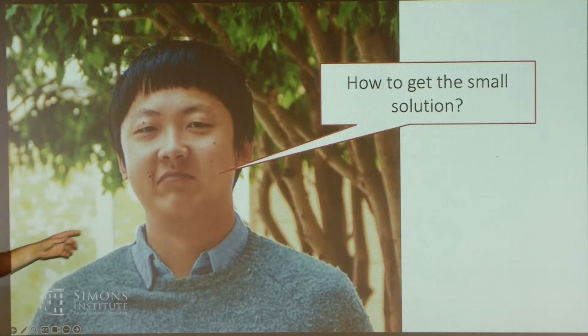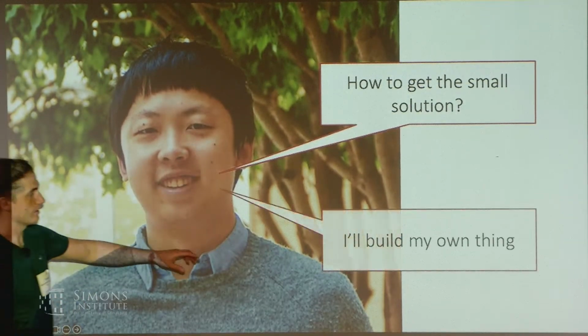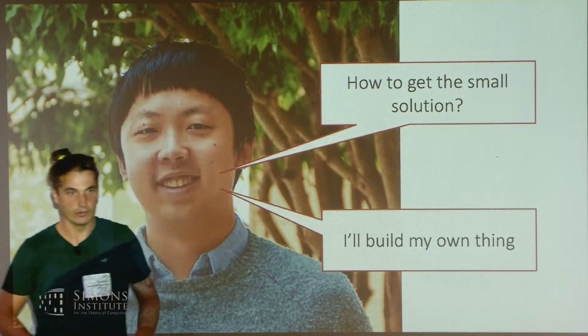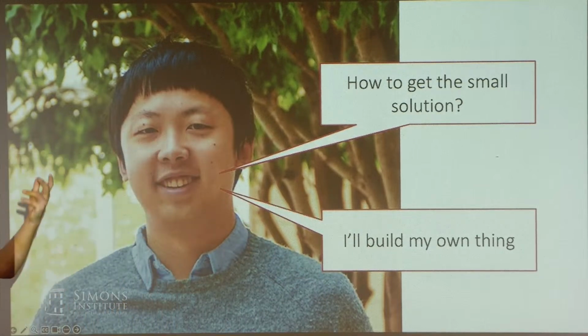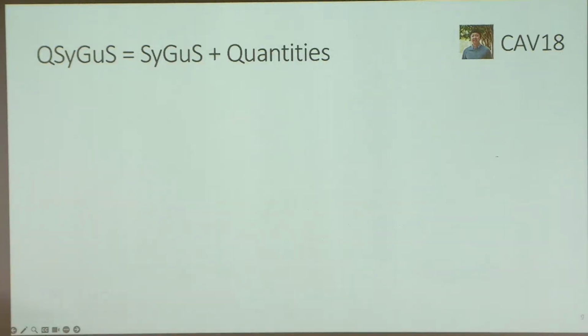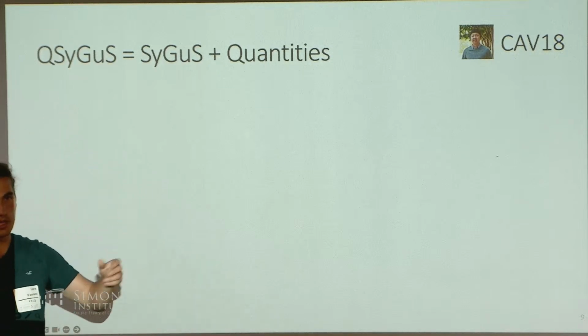So then Happy became very sad with the power of LLMs. And then he became happy again because he realized, oh, this can be my PhD. I can figure out how to solve the problem of finding the best program. So he started working on this. His first paper after this was called Q-SyGuS, which is just SyGuS plus quantitative objectives.